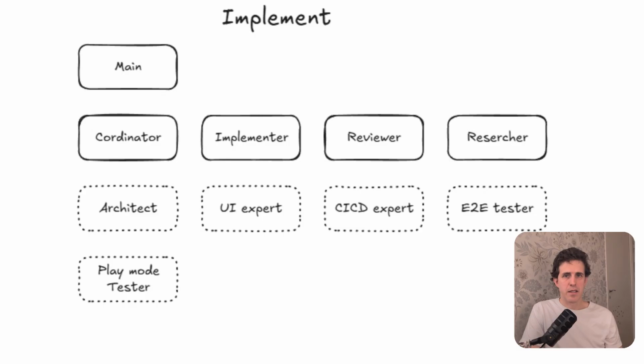And then I sometimes have an extended team where I add an architect, because I would say code structure is the most important thing when it comes to code development with agents. So I often add an architect to make sure that they are following my architectural guidelines and code guidelines, but most important, architectural guidelines. If we have UI, I have a UI expert. If we are going to do some kind of deployment, I add a CI/CD expert. If I write tests, I add an E2E tester and a play mode tester.